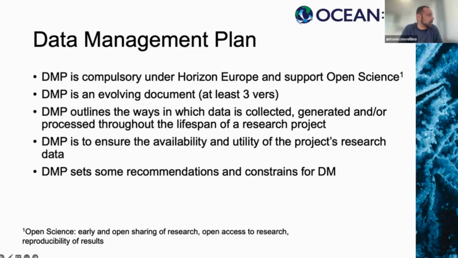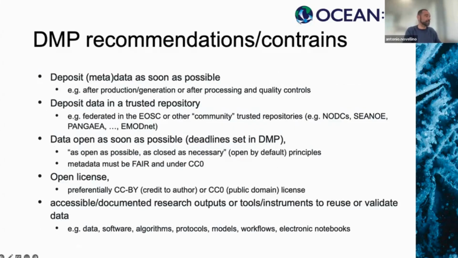The ultimate goal of the data management plan is really to ensure the availability and the utility of the outcomes of the project research. And internally, for the project, the data management plan sets the recommendations and the constraints that you're going to develop for data management in the project. And which are these recommendations and constraints?